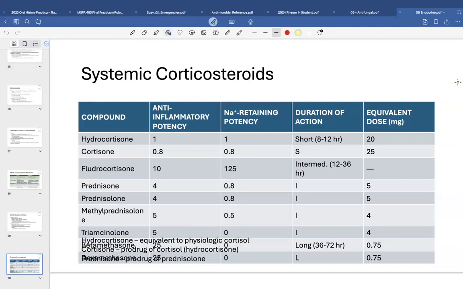And then as you go down the bottom half of the table, you get into more potent anti-inflammatories. So prednisone, methylprednisolone, triamcinolone, which you can give as an IM, betamethasone, and dexamethasone, as potent agents.